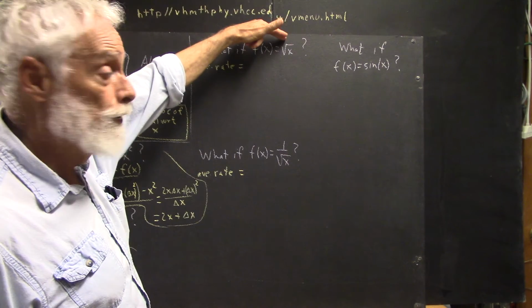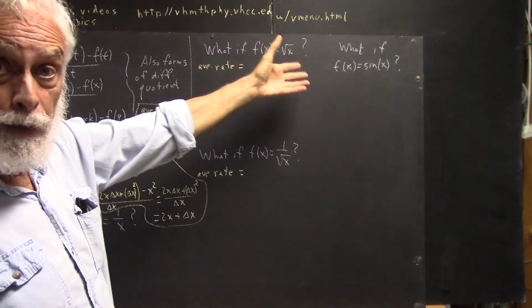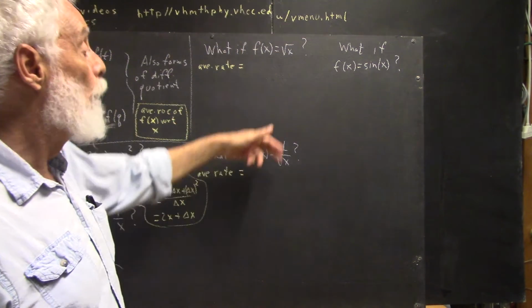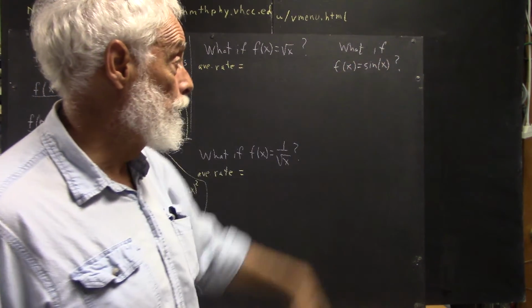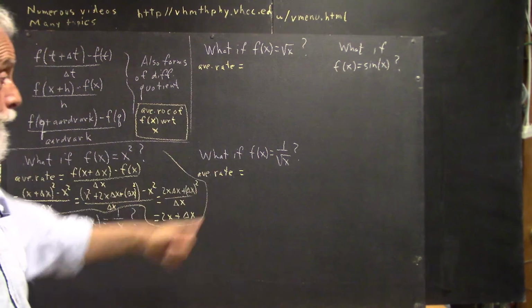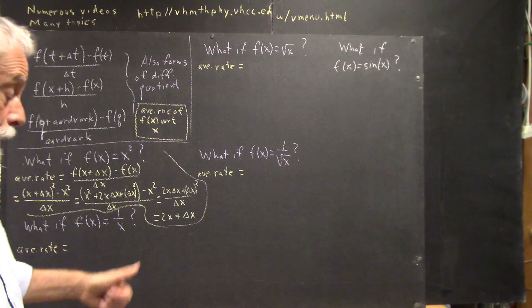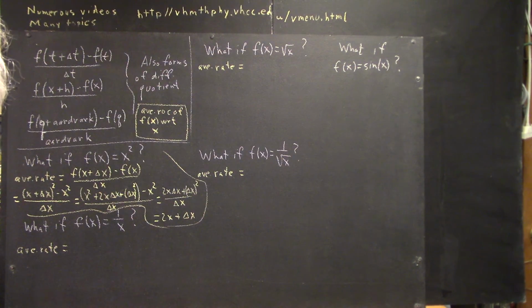What if f of x is the square root of x? Again, not hard to write down the difference quotient. You just write it down carefully, then see if you can do anything to simplify it. What if it's 1 over square root of x? What does that do? What if it's sine of x? What do you get? So you might want to think through these, at least write down the first step so you don't have to spend time watching me write down the first step. Okay? I'll do that in the next video.